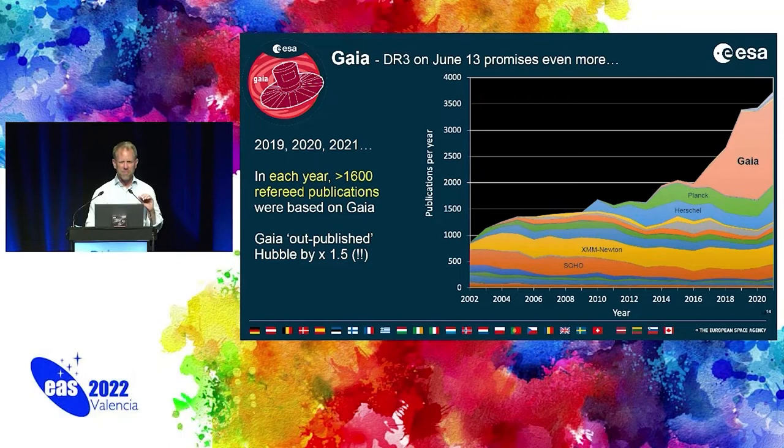Typically, Hubble publishes 1,000 publications per year. So Gaia completely outpublished the record holder in terms of publication. And I think that's due to two things: A, because we make the data available right away, and B, because they're so easy to use.